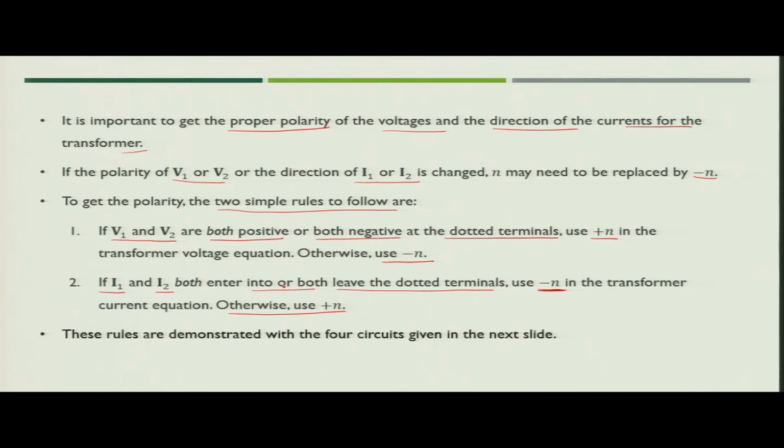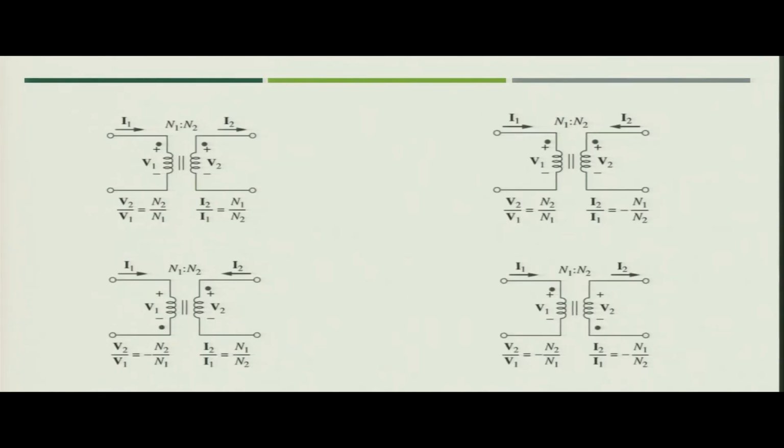So, if we follow these two rules, the possible combinations for voltage and current are 4. We can have 4 possible combinations of circuits for the ideal transformer. Let us see what those 4 circuits are.